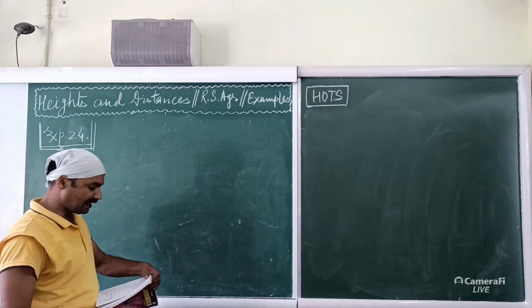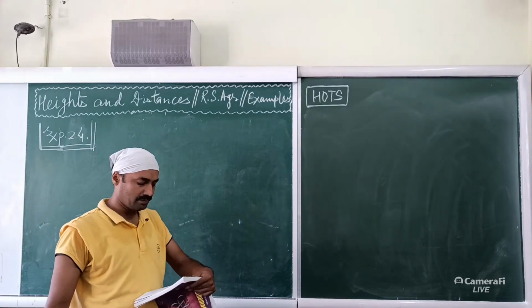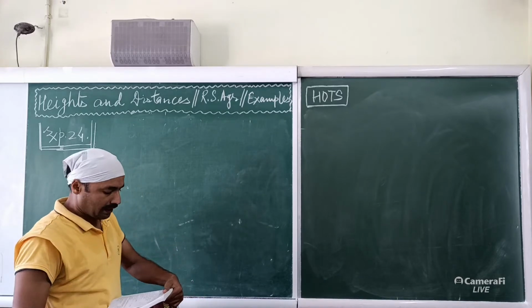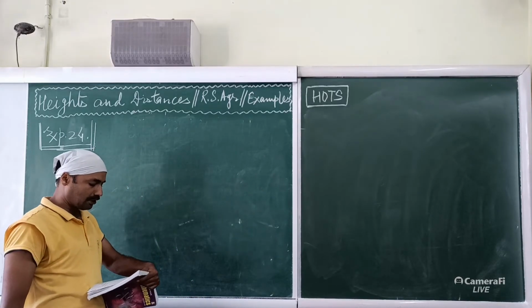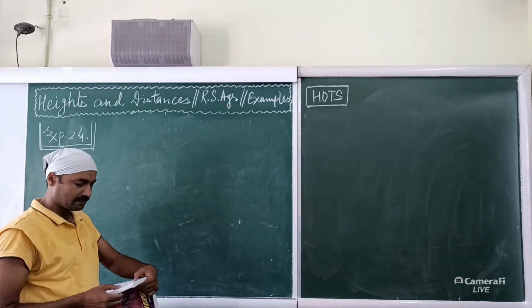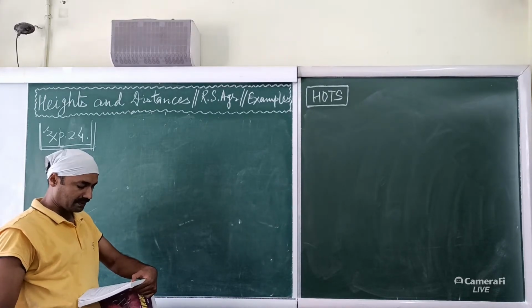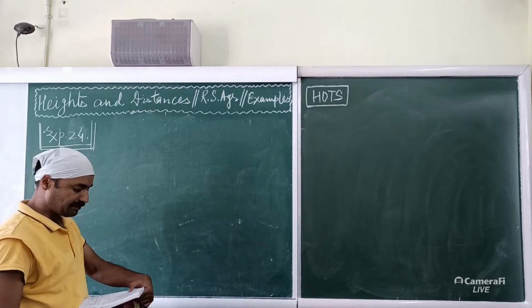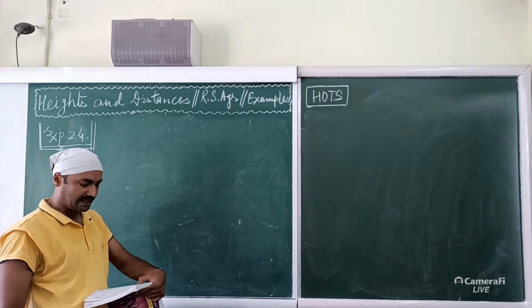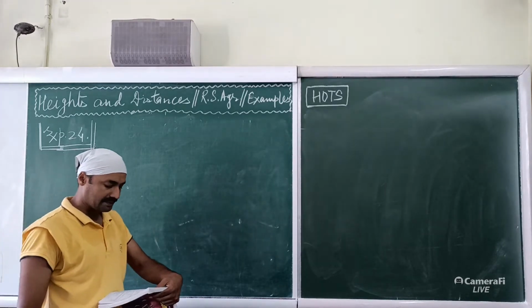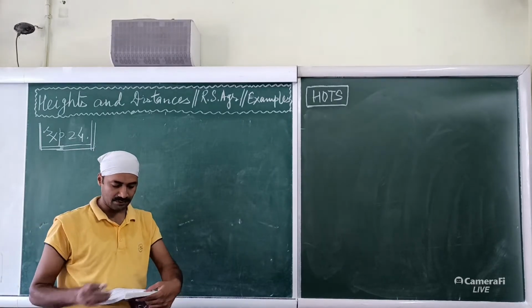The question is: from a window 8 meter above the ground of a house in a street, the angles of elevation and depression of the top and foot of another house, opposite to the side of the street, are theta and alpha respectively. So the height of the opposite house is to be found.